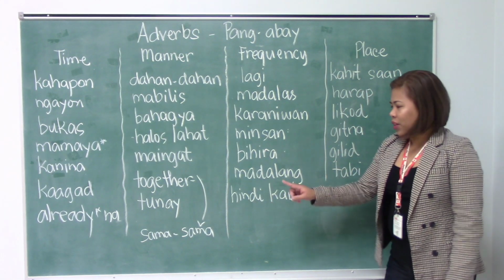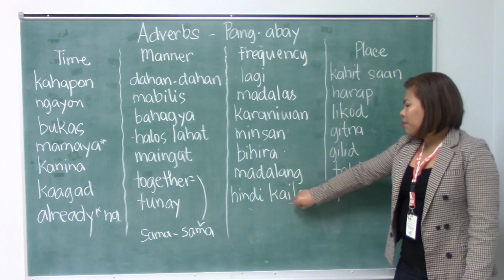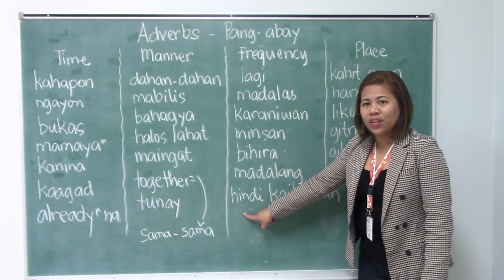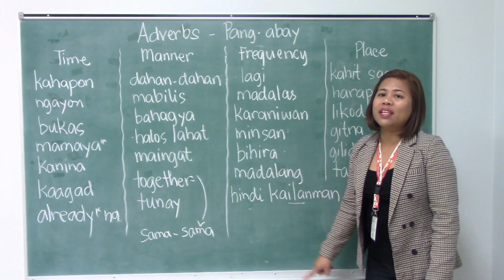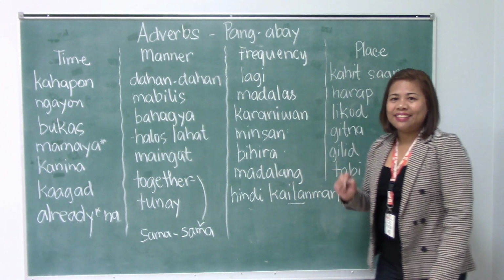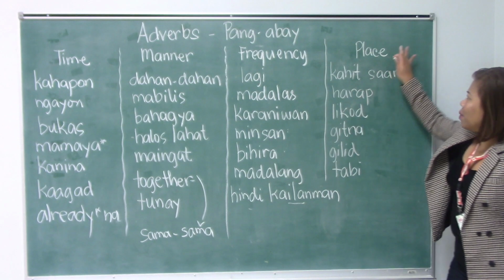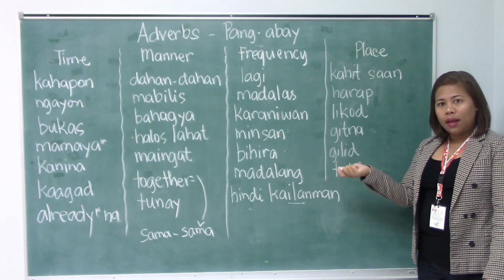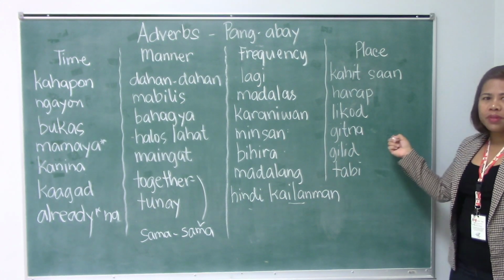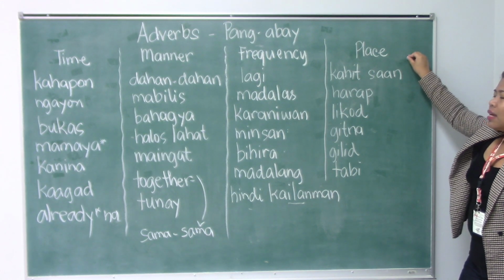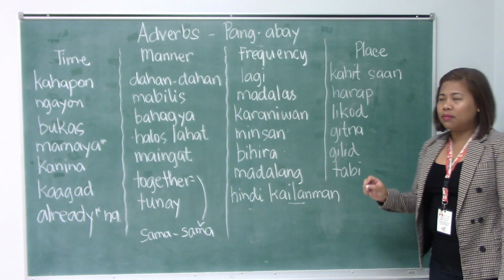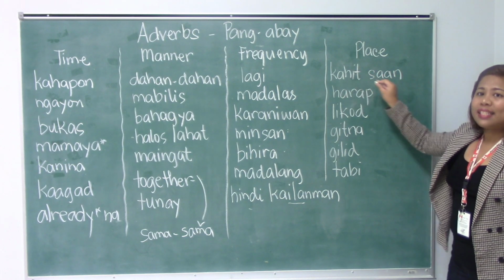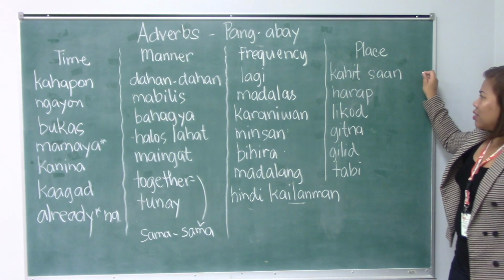Hindi kailanman. There are two words. Hindi means no. Kailanman, the original translation is forever. It's like forever, but it's negative here. So hindi kailanman in English means never. Okay? Now to the last category, we have the adverbs of place. There are a lot of them, but in the previous lesson, in lesson 12, I already discussed about prepositions. So the adverbs of place is the same as the preposition. So I just put here some of the examples. Kahit saan. Kahit saan is everywhere in English.